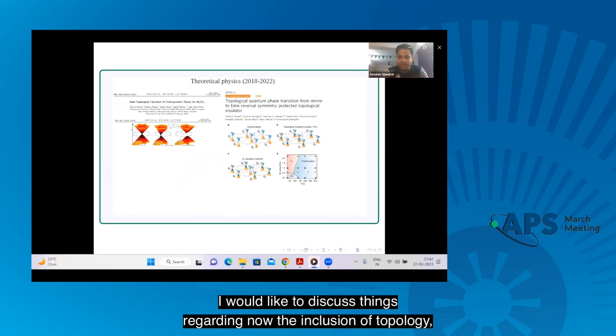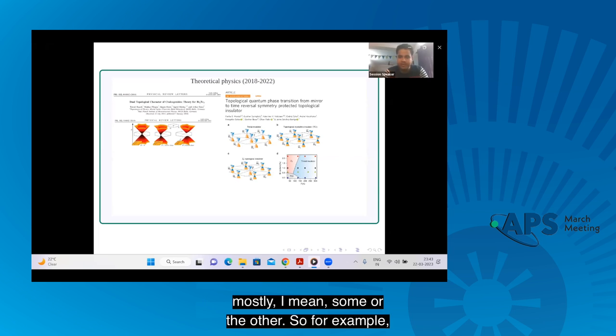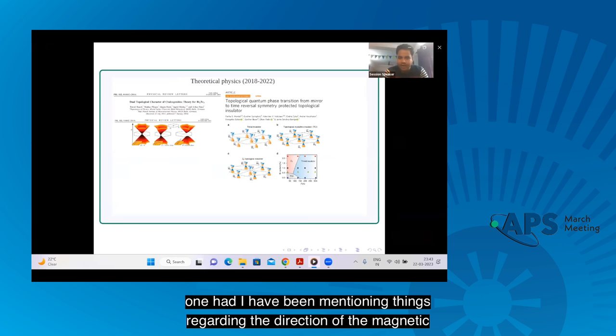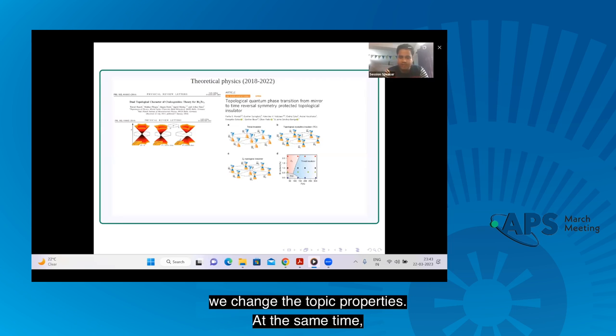I would like to discuss now the inclusion of topology and the discussion of magnetic topology. To start with, I would like to discuss the phase transitions, in some way or the other. For example, I already have a topologically non-trivial system, let's say Bi2Te3, which shows a particular type of topological behavior. Now, if I change the orientation of the magnetic moments, how will these things change and behave? This will be of utmost importance. Changing the direction of the magnetic moment will change the topological properties. At the same time, if I change the doping concentration in a particular system, how that will change the topological properties and give us different phase transitions is also most important.